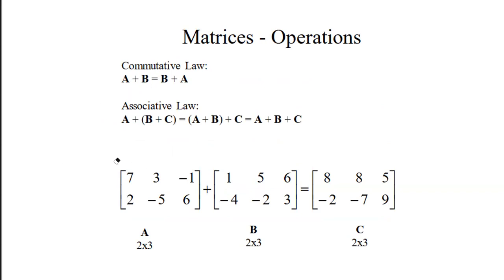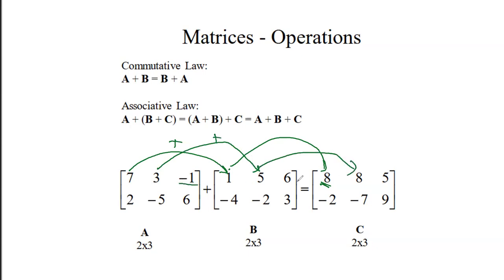Coming to those properties here. So to add 7 and 1, you get 8. Notice that. To add these two, you get 8. The 3 and the 5, you add them up and you get 8 again, right? You take minus 1 and 6, you add them up, right? And you get 5. Simple as that. And you do that with all the other elements.